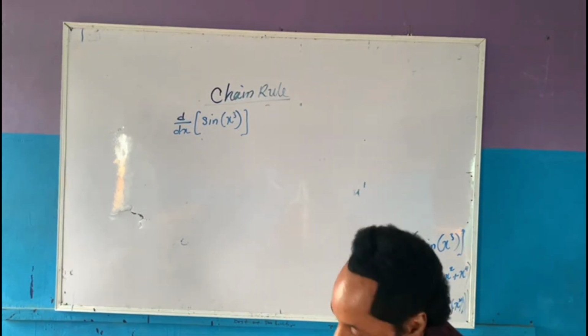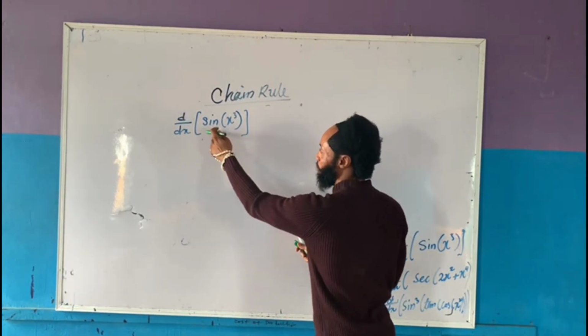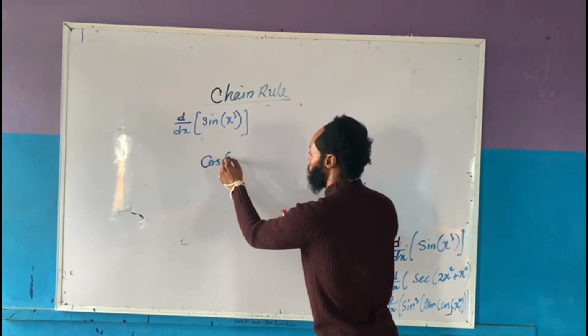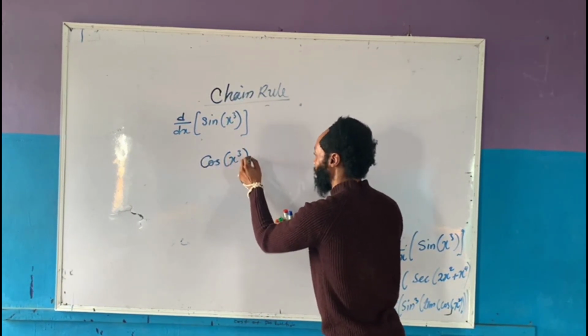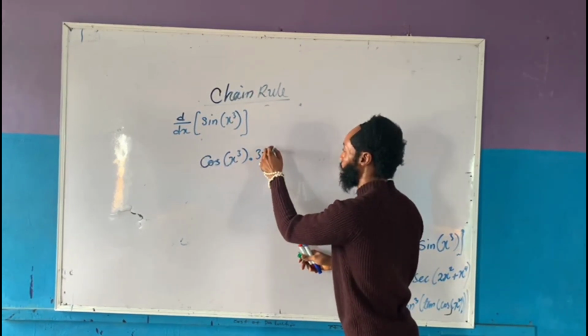So the simple idea is that I'm differentiating this first. So let's go. What we have is differentiate sine. What do you get? You get cos. Keep the angle the same way. Do not touch your angle. Times, now differentiate what you have inside. What we have inside, 3x squared.